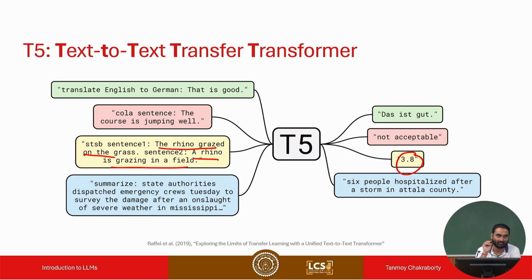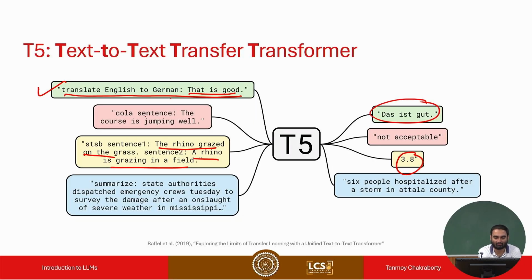So 3.08 is nothing but 3 period 0 8, and all of them are characters. So any task that you can think of can be modeled as a text-to-text transfer model. Be it a regression problem, classification problem, or a generation problem, everything can be treated as a text-to-text transfer problem. And so you see here, for example, translate English to German, and this is the input to the encoder. T5 is an encoder-decoder model, and your output will be this.